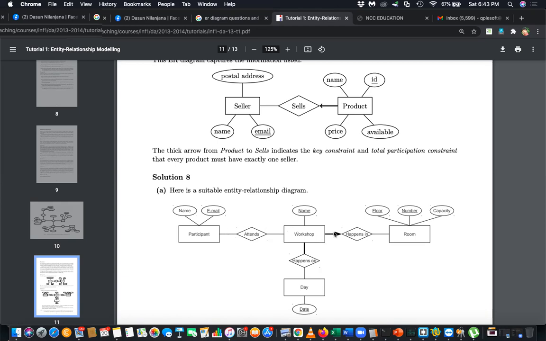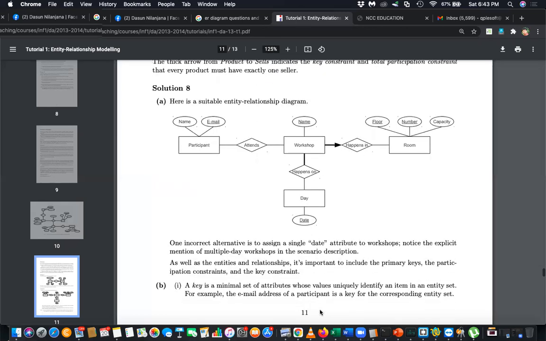And here workshop has a room, but a workshop has only one room. It's total participation. You can say one workshop, one room, and one room will have one workshop at a given time. It's 1 to 1. It's total participation. And then a workshop happens on a day, which has one or more dates. So this can be a multi-value attribute. If you want, you can put double ovals to represent this.